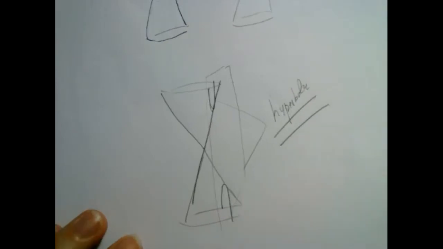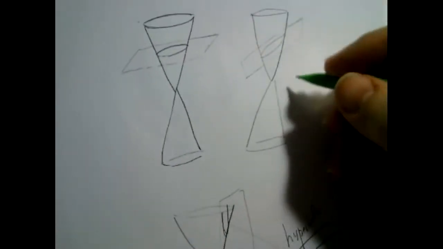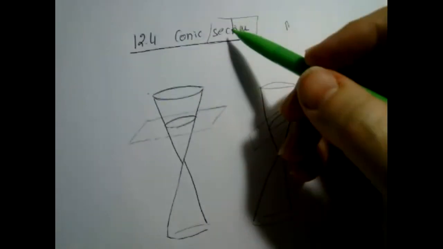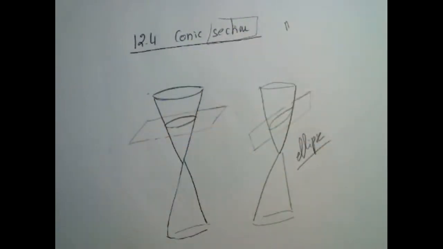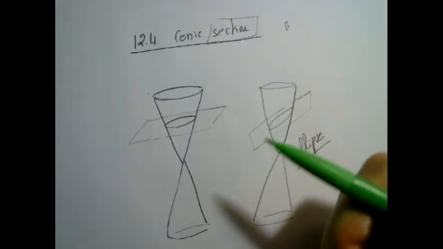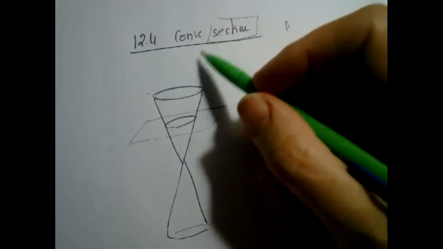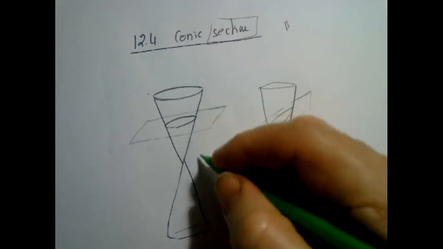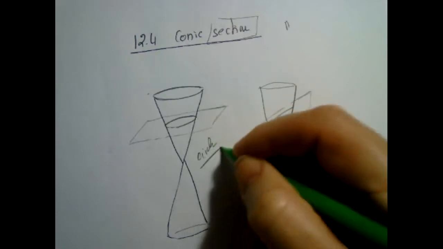Okay, so the conic sections are the ellipse, and that's where the word conic is coming from. And section means when you take an object and you cut it with a plane. The intersection is called a section. So if you take this cone and you cut it horizontally, you get a circle.